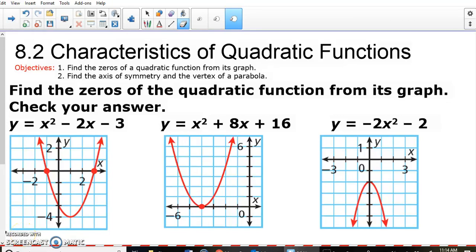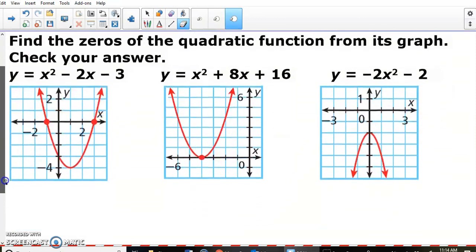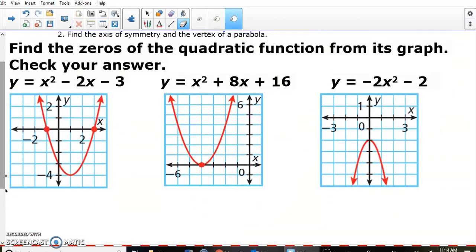Hi class, this is lesson 8.2, characteristics of quadratic functions. Okay, so the first thing we're going to learn is finding the zeros of a quadratic function. And remember from a couple chapters ago we learned what the zeros are, and the zeros just mean the value when y equals 0. So in other words, we're looking for when the graph crosses the x-axis.